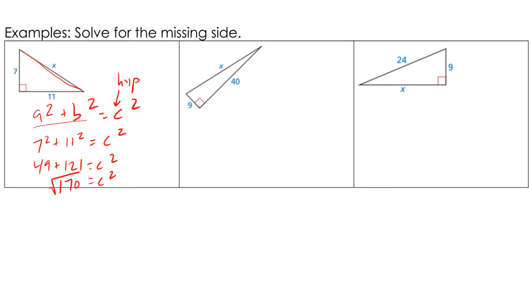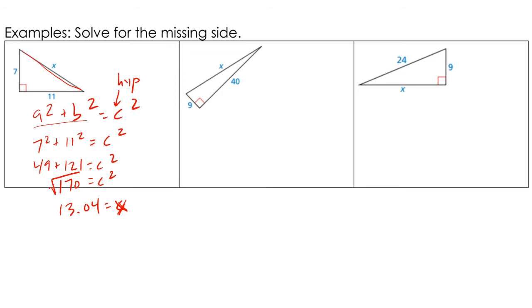So when we do the math, then the square root of 170 is approximately 13.04, which is the length. Oh, in this case, it's x, not c. So our x value, our hypotenuse, would be 13.04.